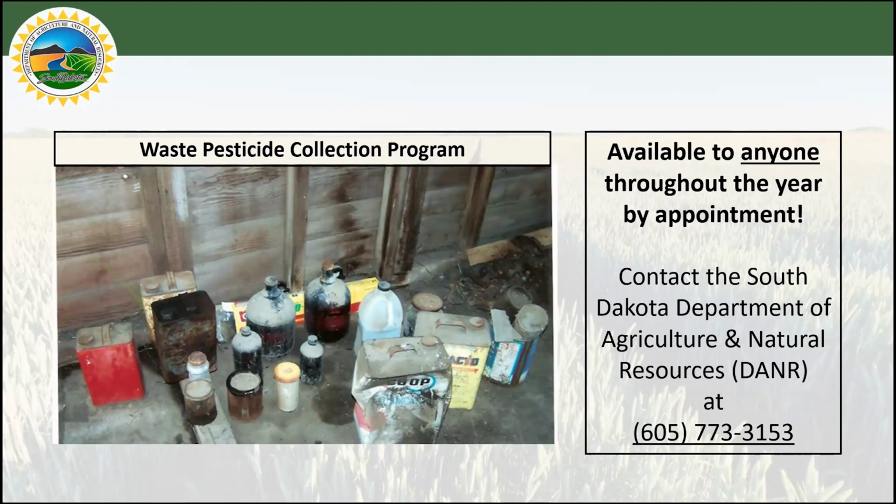The waste pesticide program is a wonderful program, and this is available to anyone in South Dakota, not just private and commercial applicators. This is a program available to anyone that inherits an old shed with a whole bunch of old product, as an example. You can call the Department of Ag. This is the number specifically for collection programs, 773-3153. And they'll set up an appointment to pick up products that are no longer labeled for use in South Dakota, products that you can't even tell what they are anymore.